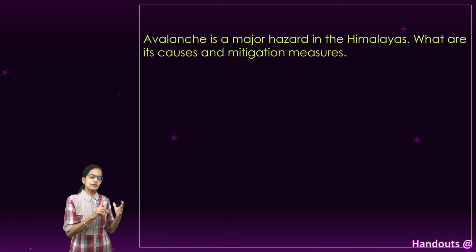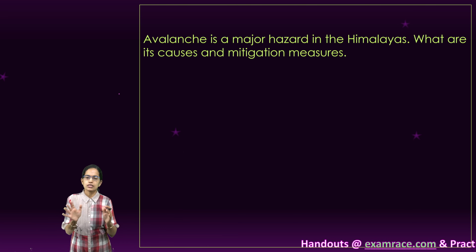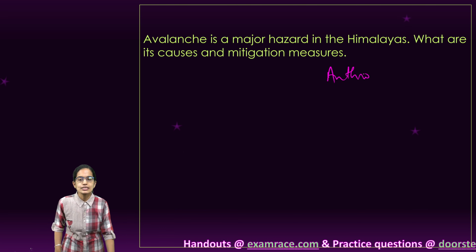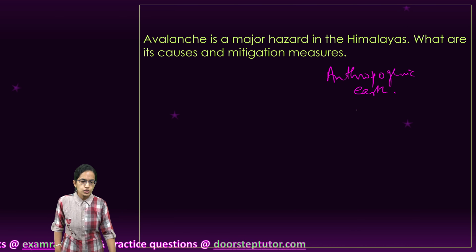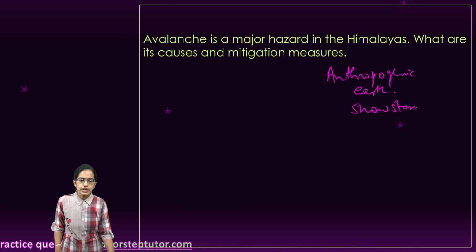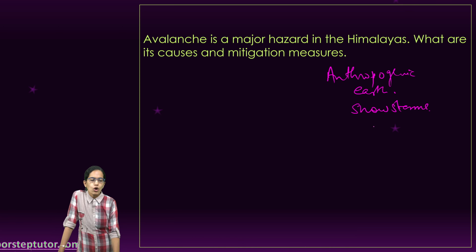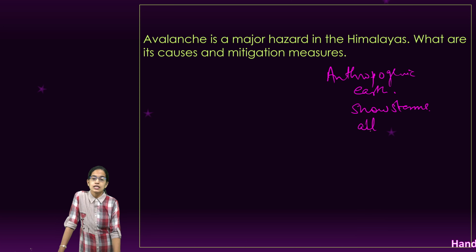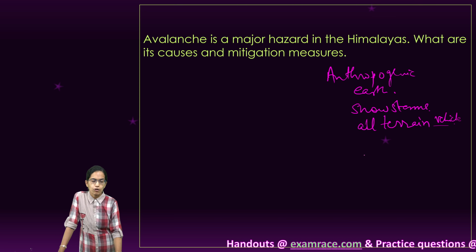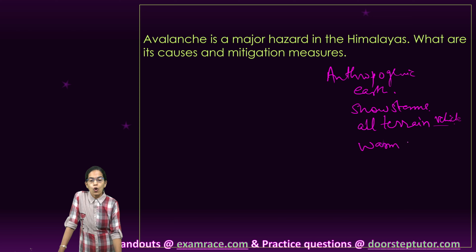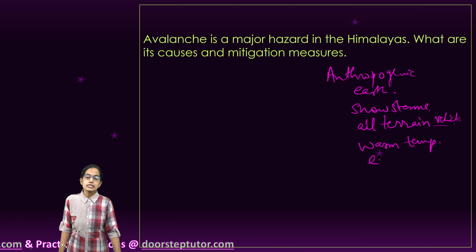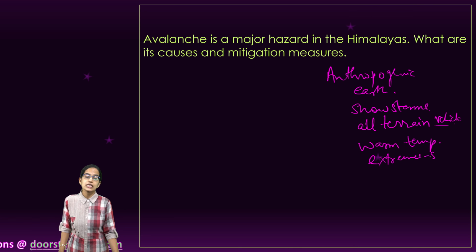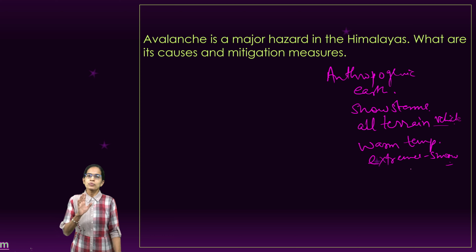So causes, definitely human triggered anthropogenic causes are some of the major causes. Besides the anthropogenic causes, there can be earthquake activities, snowstorms, we can say. Other possible reasons can be use of all-terrain vehicles. These vehicles actually lead to vibrations, very very important concept, less heard of. Sometimes there are significant warm temperature or warm seasons, unexpected warm seasons, or extreme conditions of any sort. We can say even extreme snow would be responsible for avalanche.